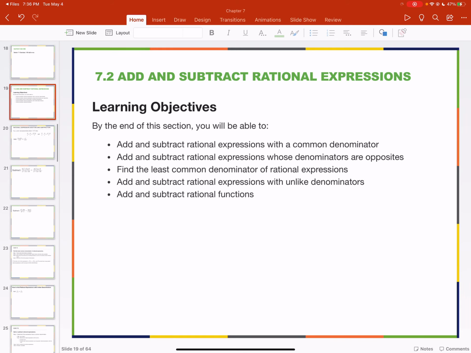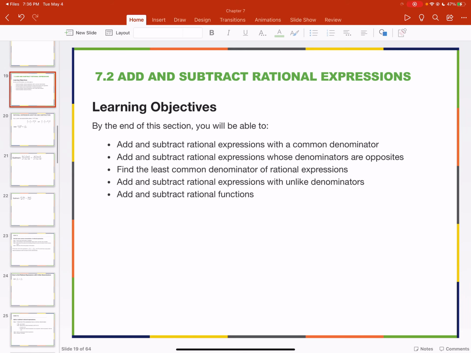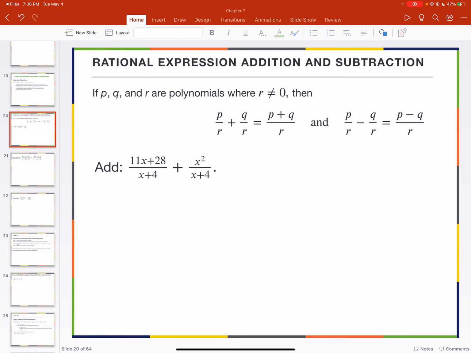Hello and welcome to section 7.2 where we're going to add and subtract rational expressions. So we're going to add and subtract expressions with common denominators, with unlike denominators, expressions whose denominators are opposite, and then we're going to talk about how to find the least common denominator. So let's get started.